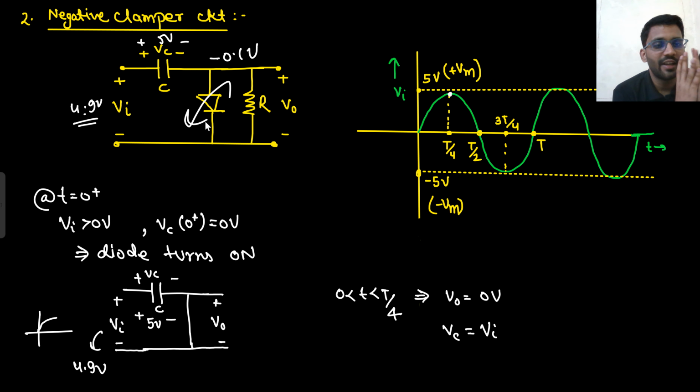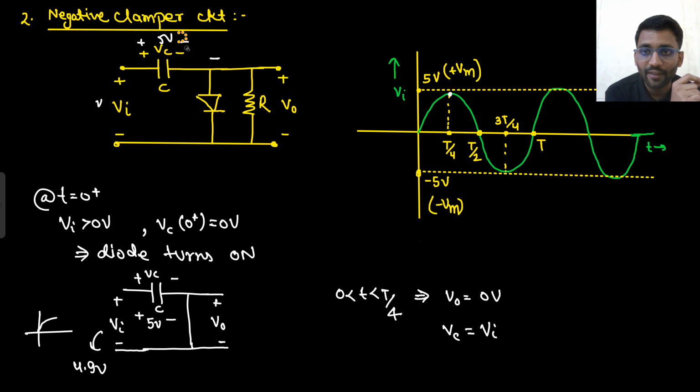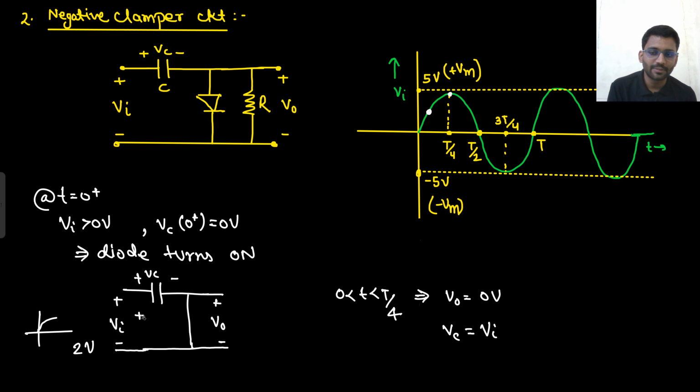Why was I not worried about this thing for 0 to T by 4 in this region? Let's check that. Why was I not worried about this thing in this particular region? Let's take this point. Let's assume at this point my input voltage is 2 volt. So what is happening? My input voltage is 2 volt. That means my capacitor will also be charged to 2 volt only, the same voltage, because it is following the input.